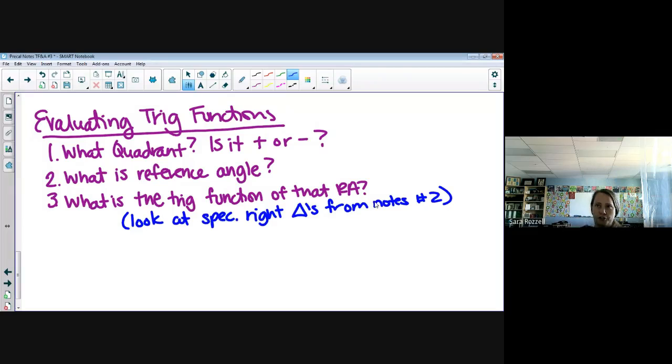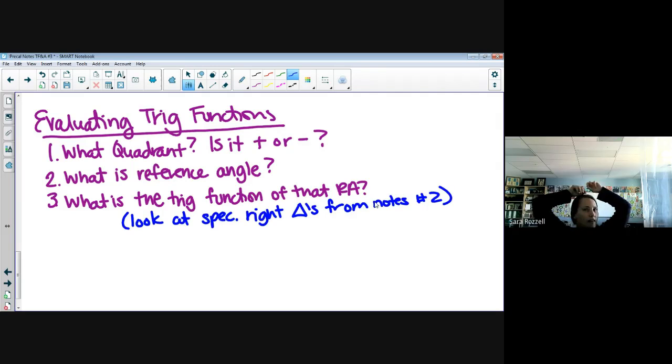So to evaluate our trig functions, we first figure out what quadrant it is in, and in that quadrant, is it positive or negative? So we look at our ASTC, whether it's tangent, sine, or cosine. The second thing we do is we figure out what the reference angle is. And the third thing we do is we say, okay, I know what the reference angle is. Now I'm going to go look at my notes from our special right triangles.